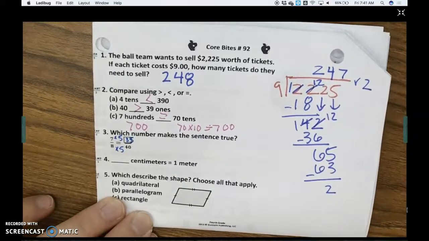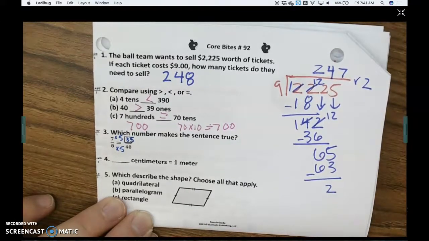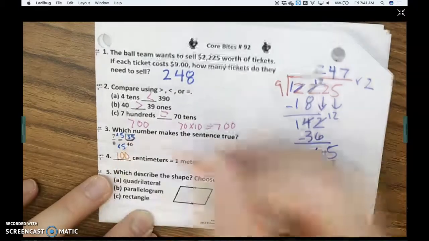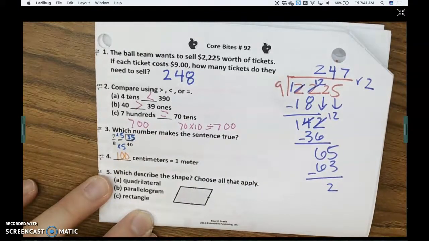And then for measurement, how many centimeters are in 1 meter? So the answer for that would be 100 centimeters are in 1 meter. So you just have to study your metric system.